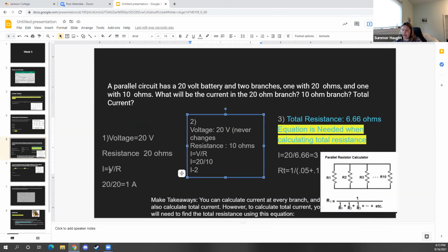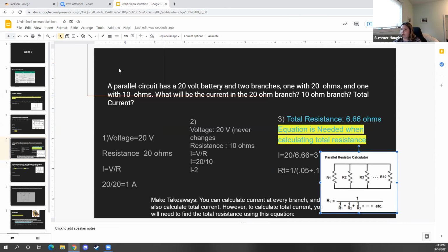So we know the equation I equals V over R. Our voltage is 20 because voltage never changes throughout your whole circuit. But this time our resistance at R2 is 10 ohms. So we do 20 divided by 10 to get an I of 2, or a current of 2 amps.